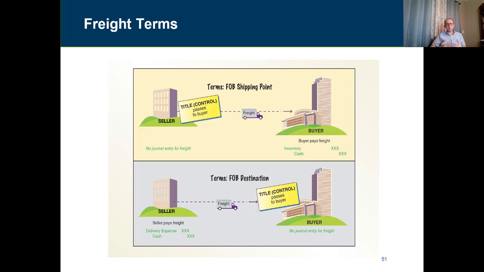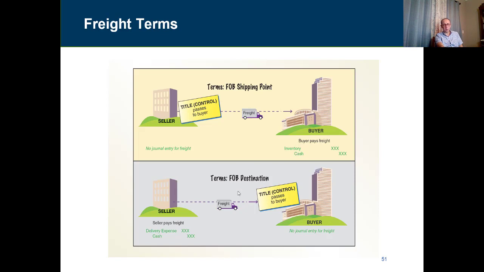So this slide here just shows us how to differentiate between FOB shipping point and FOB destination. You can see here on the top diagram, when it's free on board shipping point, the seller passes the title to the buyer once it leaves their warehouse. And who's responsible for the freight? It's the buyer. And you can see that the journal entry is only recorded by the buyer, but the seller does not record any journal entries. One other thing is we don't report any kind of freight expenses or shipping expenses. We just add the cost of the inventory, so we debit inventory.